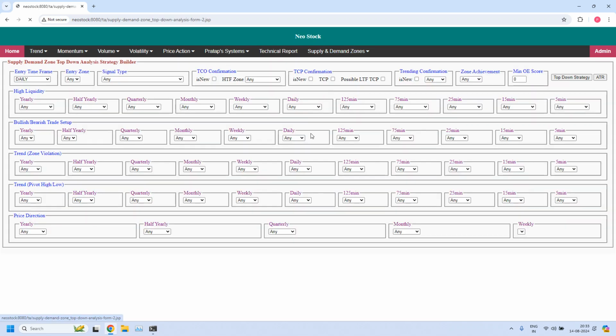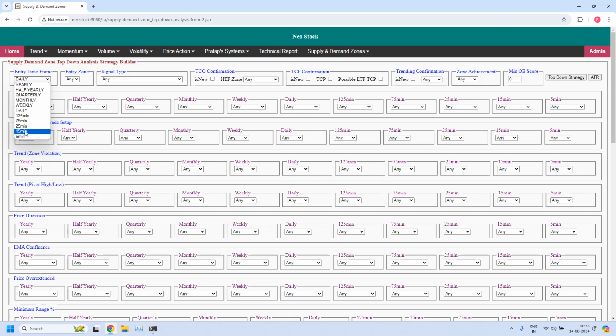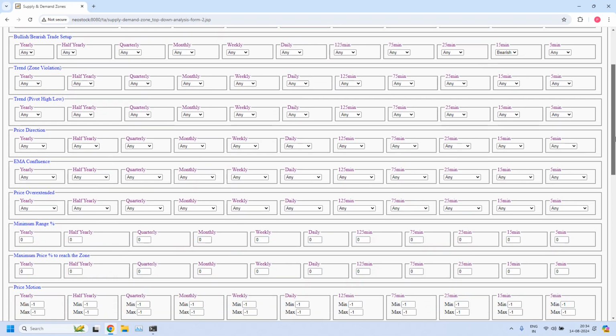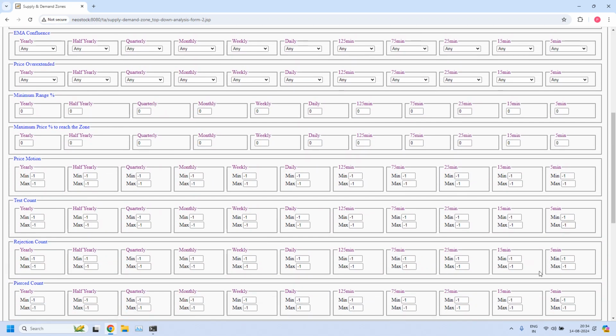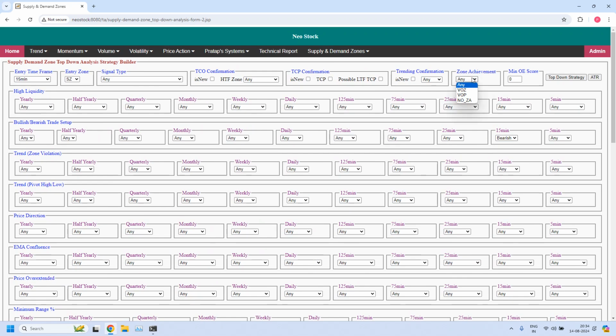Next, bearish trade setup for daily income trade. Entry time frame is 15 minutes. Entry zone is supply zone. And in bullish or bearish trade setup at 15 minutes time frame, I am selecting the value bearish. And this 15 minute supply zone should not be pierced. So in the pierced count parameter, in 15 minutes time frame, minimum value I am setting 0, maximum value I am setting 0. Zone achievement is violated opposing zone, minimum order enhancer score is 12. All the 3 filters are applied to 15 minutes supply zone.